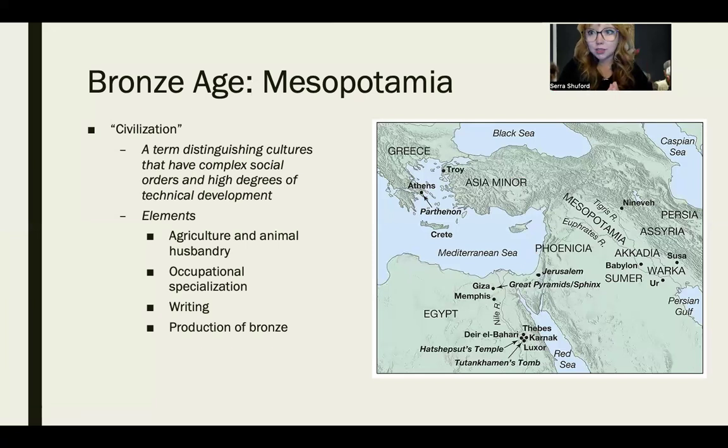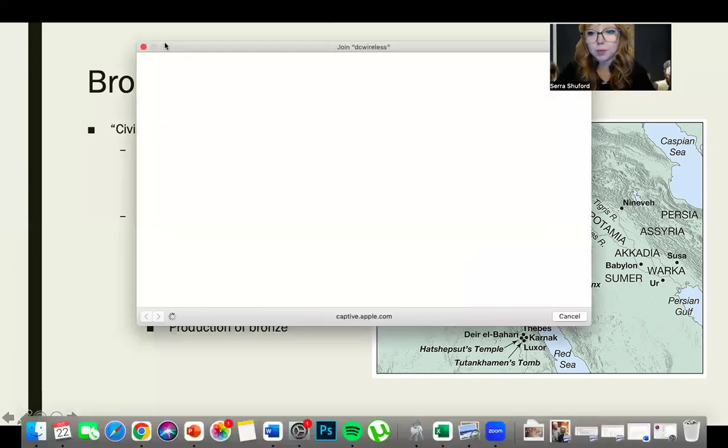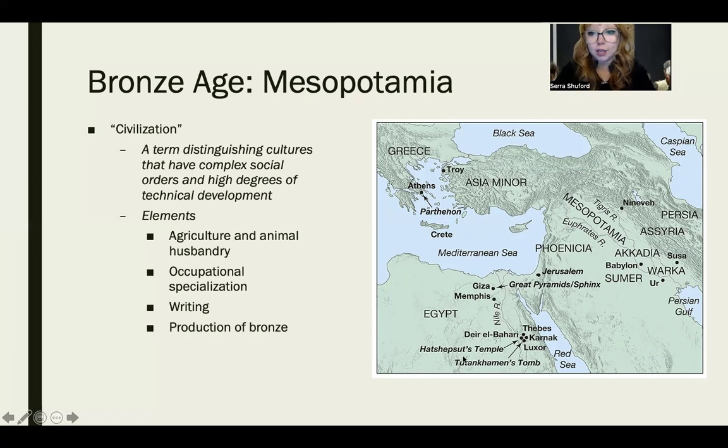Now, moving on to our last big period, we're going to talk about the Bronze Age and more specifically Mesopotamia, which if we look at this map here, all of this area is Mesopotamia, to the right of Egypt. So this is what is also known as civilization. All of Mesopotamia, this whole map here. And civilization is a term distinguishing cultures that have complex social orders and high degrees of technical development.